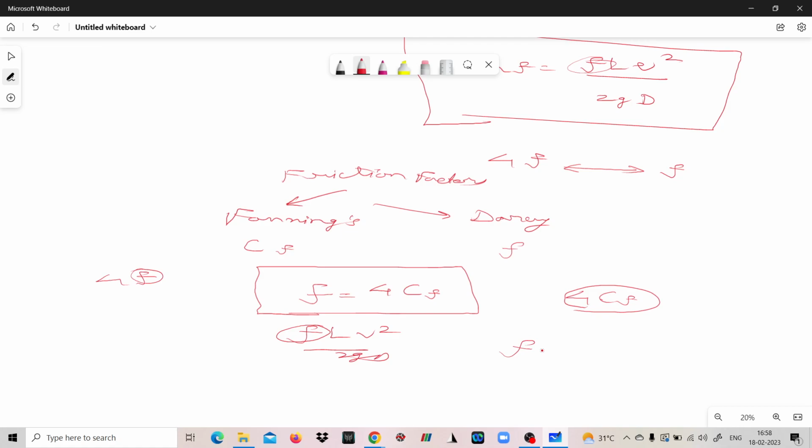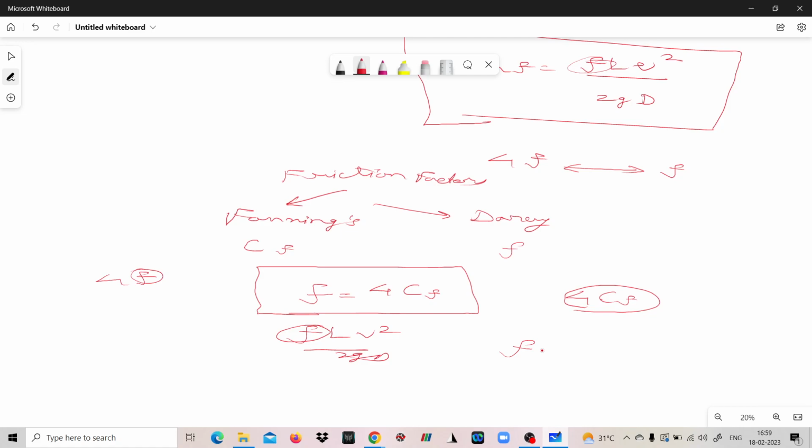So if in the question it is given that you have to use the Darcy-Weisbach equation, however the friction factor given is Fanning's friction factor, then you need to multiply Fanning's friction factor by 4 to obtain Darcy's friction factor, and that you directly use in the Darcy-Weisbach equation. However, if it is given that it is Darcy's friction factor, you directly use it in the Darcy-Weisbach equation without multiplying it by 4. So that is the only difference.